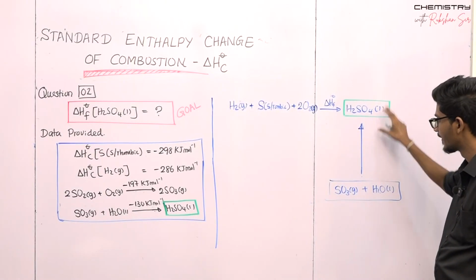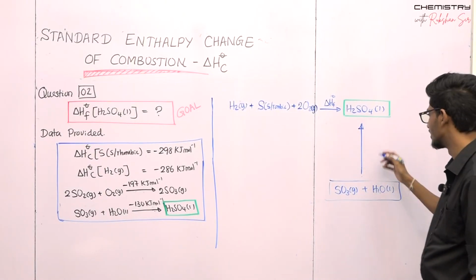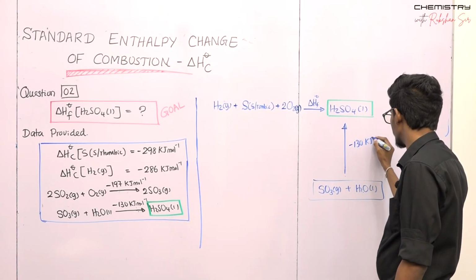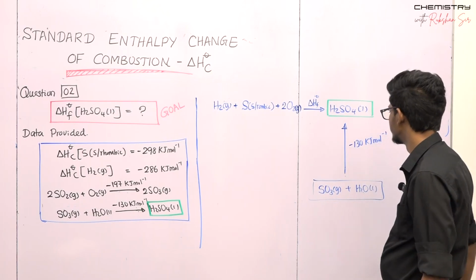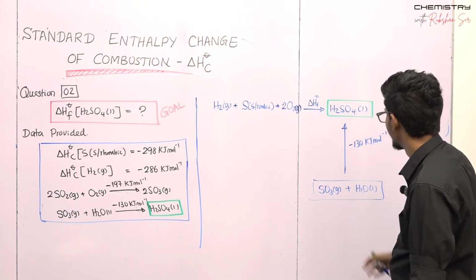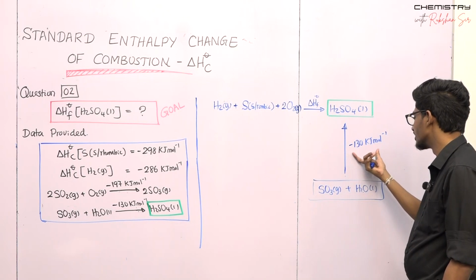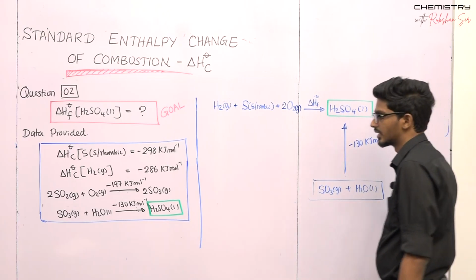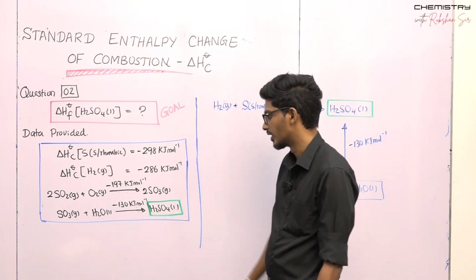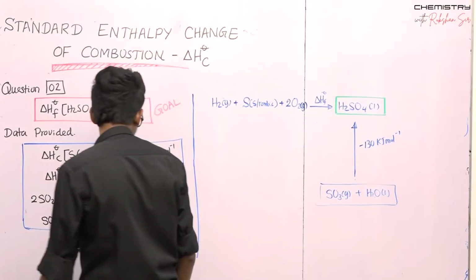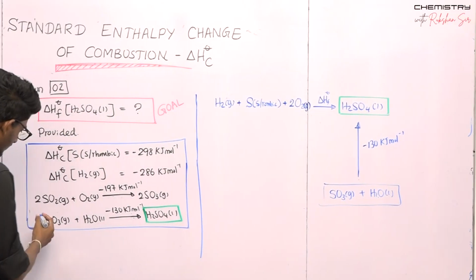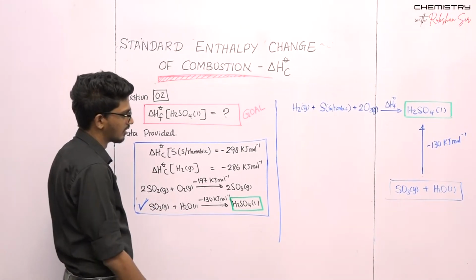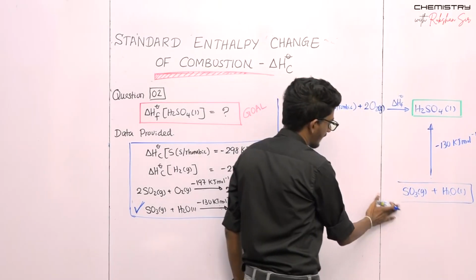So what will be the value for this energy change? It is minus 130 kilojoules per mole. If you apply minus 130 kilojoules per mole of energy change to this system, this state of the system will be totally converted to here. That is what this equation says. So the usage of this equation is done now. I am no longer going to use this. Okay.